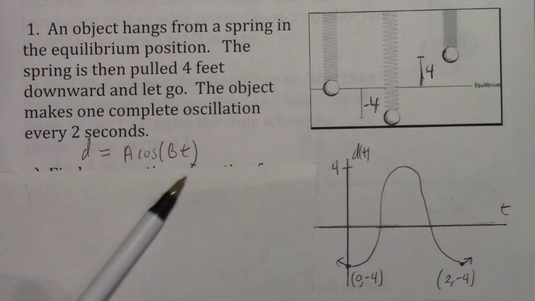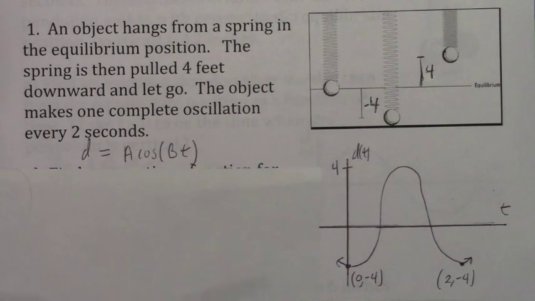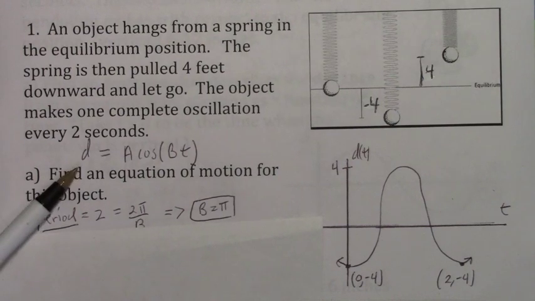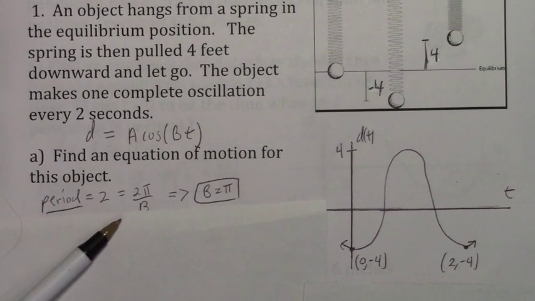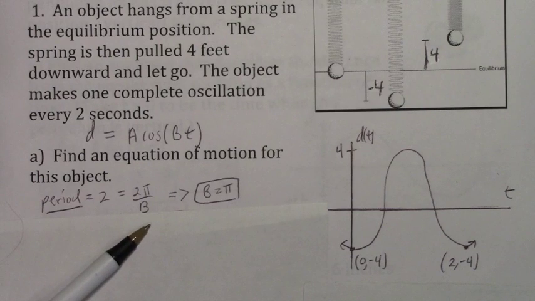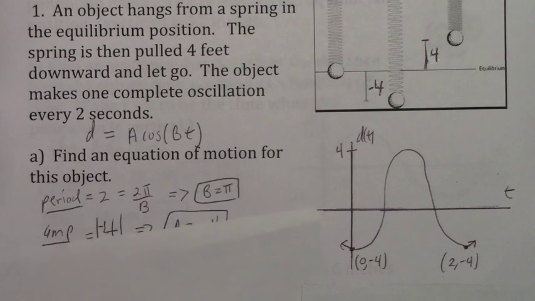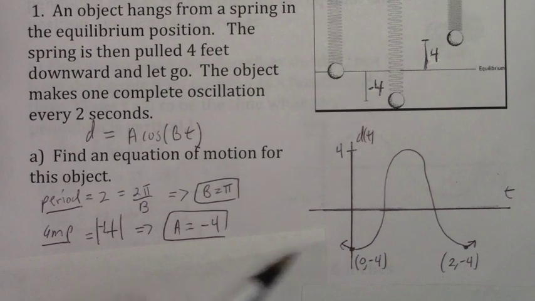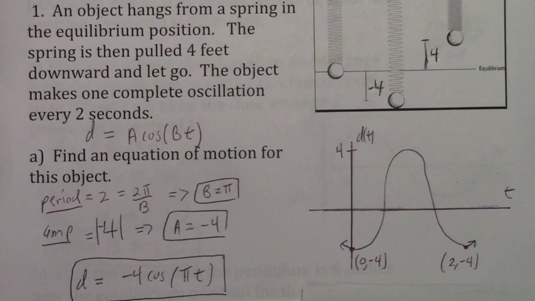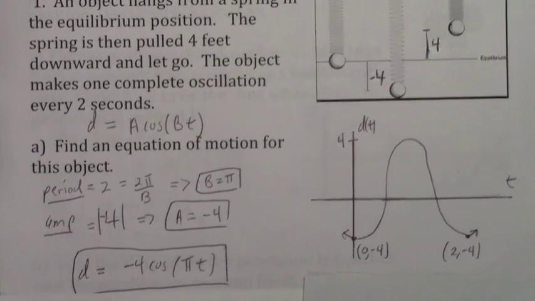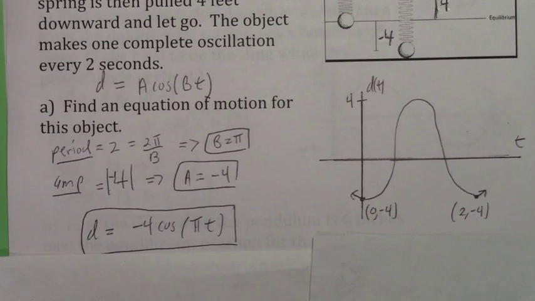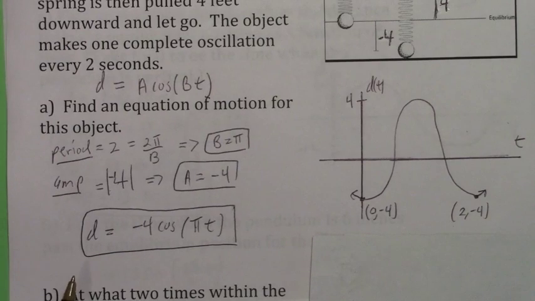Notice there's no vertical shift. The period is 2 seconds, so period would equal 2 pi over b. So that implies b is pi. The amplitude is 4, but notice it starts off below, so a would be negative 4. And then, so there's your equation. The distance from the equilibrium position is negative 4 cosine pi t.